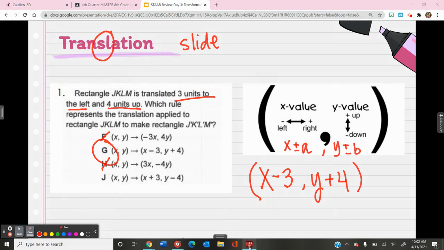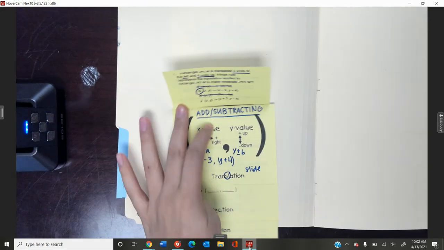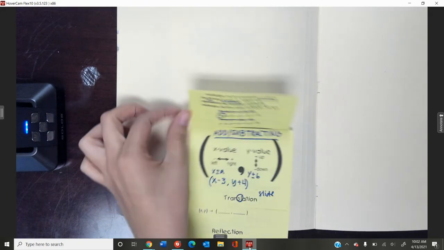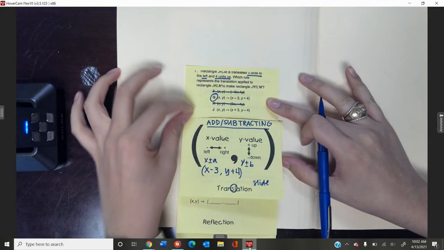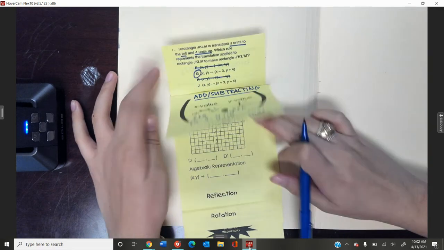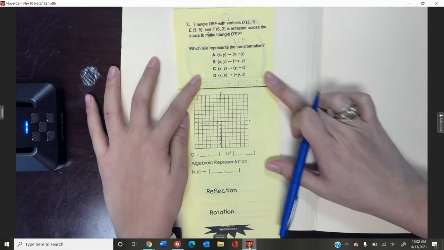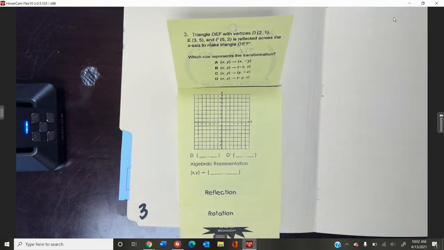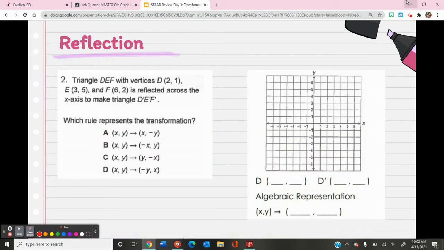So going ahead and looking at your foldable, once you open it now, this is what it should look like. This is what you should have written down. If you need a pause, go ahead and do so. But we're going to go ahead and go to the next type of transformation, which is going to be reflections. So this is going to be number 2. So for number 2, we're talking about reflections again.